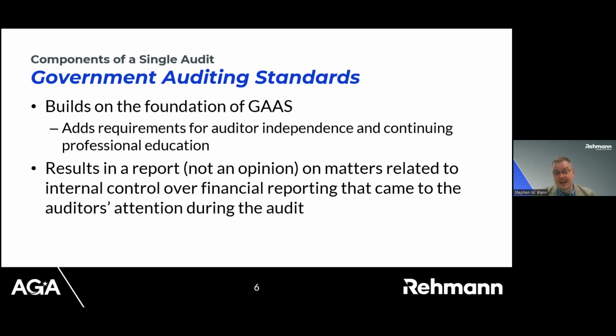And ultimately, a Yellow Book audit builds on that foundation from generally accepted auditing standards, has all the same elements as a financial statement audit, but adds an additional report. Now, technically, that report is not an opinion. The auditor never says "in our opinion" on that document, but instead, the auditor points out anything that came to his or her attention during the audit that related to the internal control, the system behind the numbers.